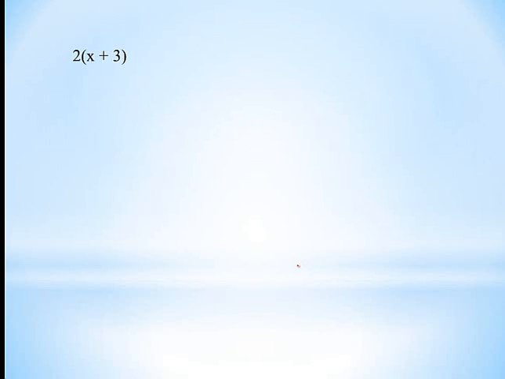Hit pause and work that one out. Okay, you should have gotten 2 times x is 2x plus 2 times 3 is 6. Try this one. Okay, 12 times x is 12x. 12 times 4 is 48.